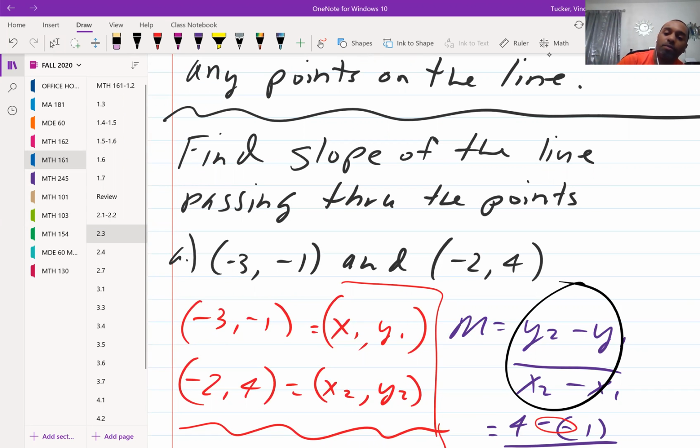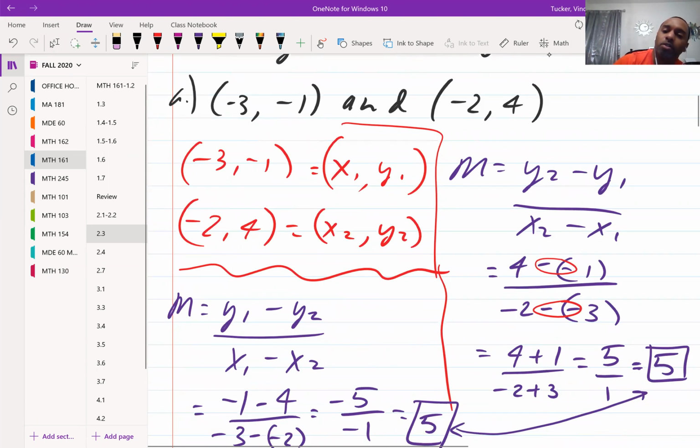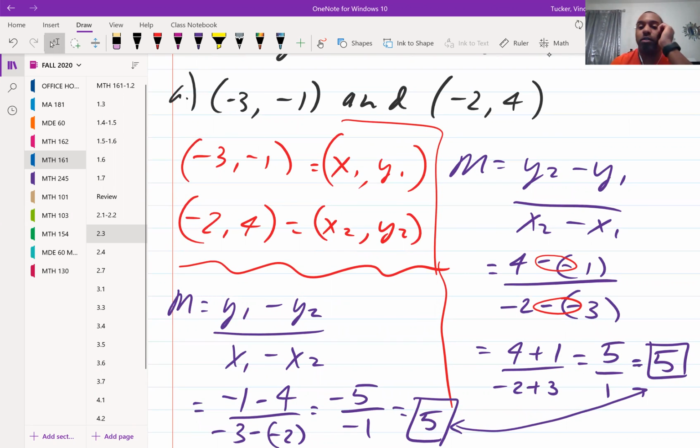Here, I'm going to use the first one as y2 minus y1 over x2 minus x1. I'm going to do the other way as well, just to show you that either way you'll come up with the same value. Just remember, when you're doing it on your own, you only have to do it one way. All right. So over here, we have y2 minus y1 over x2 minus x1. So y2 is 4, y1 is -1.